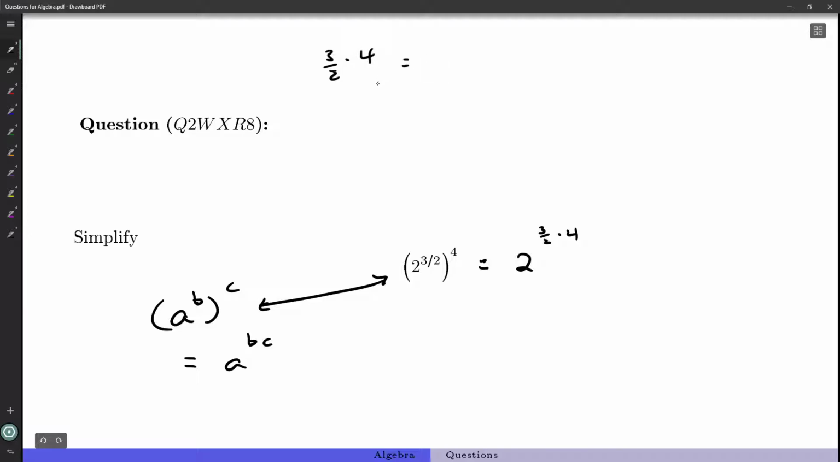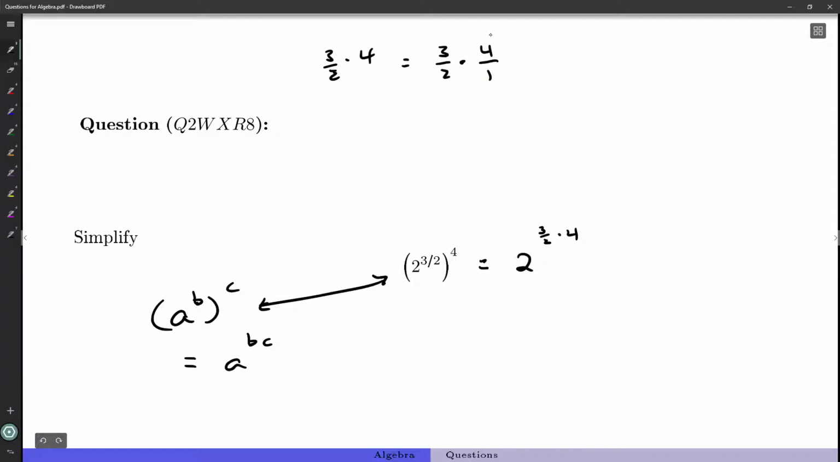Well, we're really good at multiplying fractions, right? But I don't have a fraction here. I've got an integer. But here's the trick. All integers can be written as something over 1. Because, of course, 4 divided by 1 is the same as 4, because dividing by 1 doesn't ever change the number.